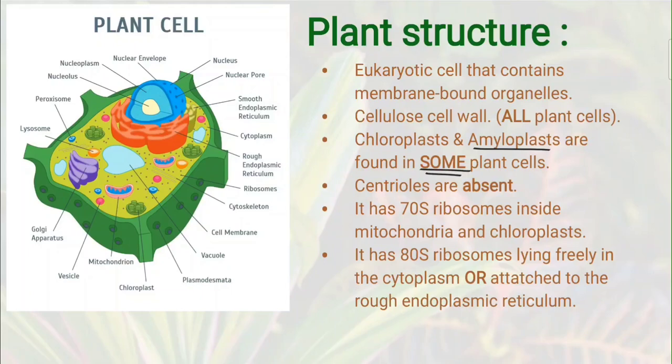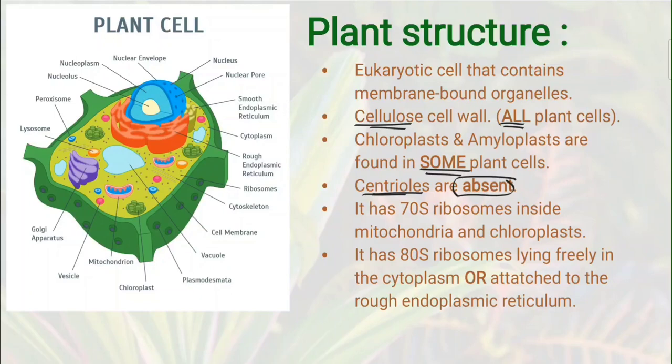Other cells, like the root hair cells, don't have a chloroplast, while all of them share the cellulose cell wall. That's the material of which all plant cells are made. But for the centrioles, they're absent, we just said that.